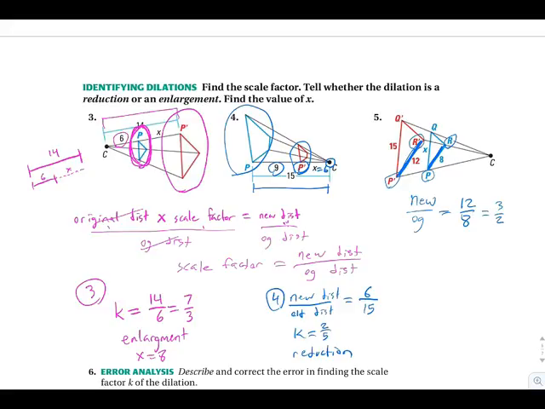And so if we want to solve for x, in number 5, we'd say 15 is to x as 3 is to 2. Cross multiplying, we get 3x equals 30. Dividing by 3, we get x equals 10. Was this an enlargement or reduction? Well, we started with a P here, and it went to a larger image, so this was an enlargement.